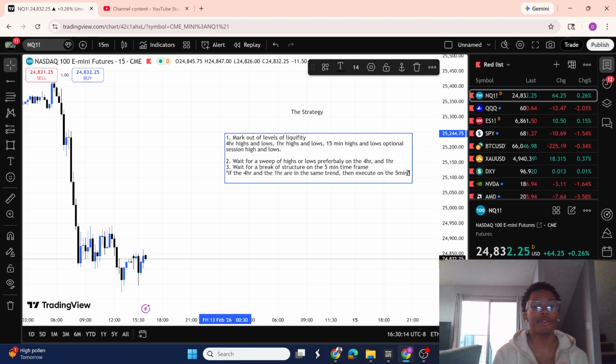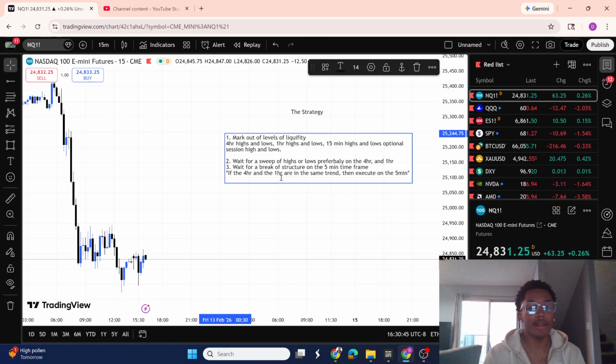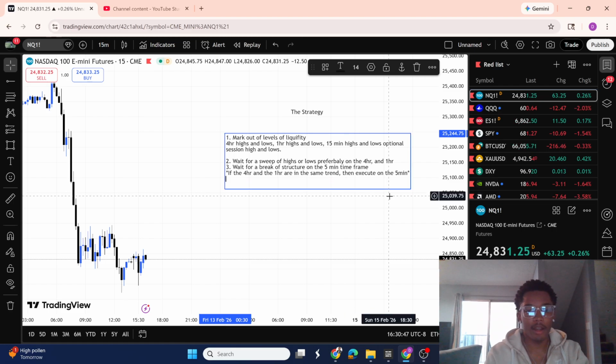Okay, so for example, if the 4-hour and the 1-hour are both in a downtrend, now you can execute on the 5-minute. Look for a specific entry on the 1-minute if it's that serious, but preferably for beginners, I say look at the 5-minute because it holds stronger structure. So this is what we want to see: if the 4-hour and the 1-hour are in the same trend. If they're both in a downtrend, cool, execute on the 5-minute. If they're both in the uptrend, execute on the 5-minute.